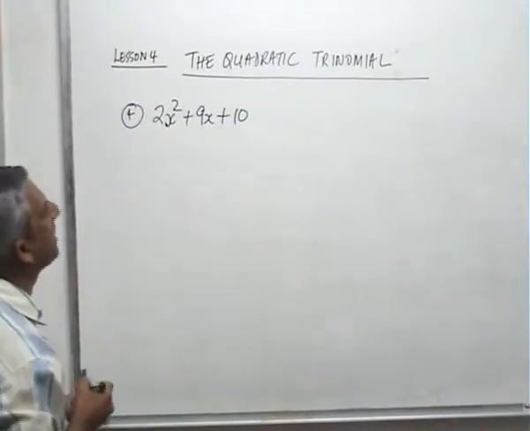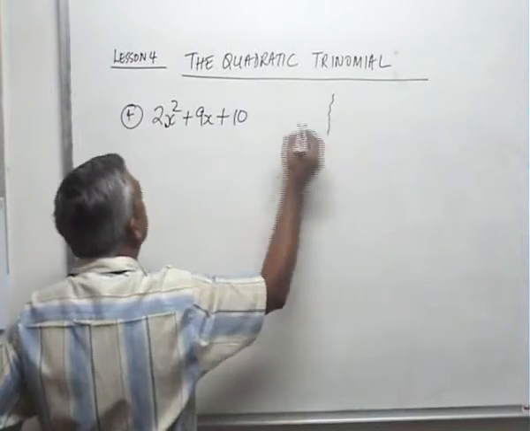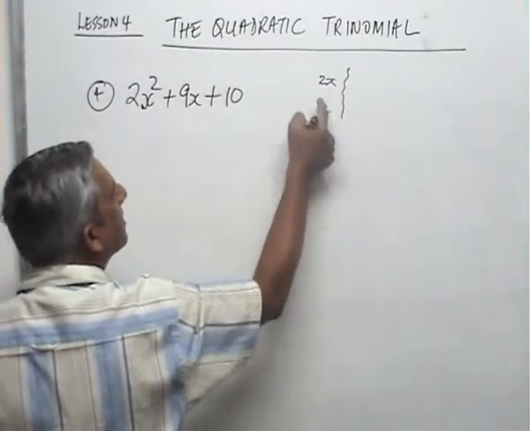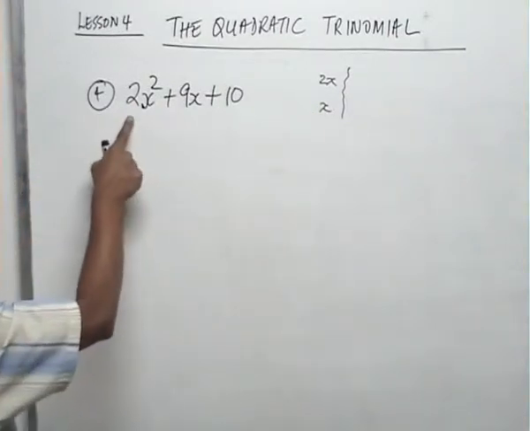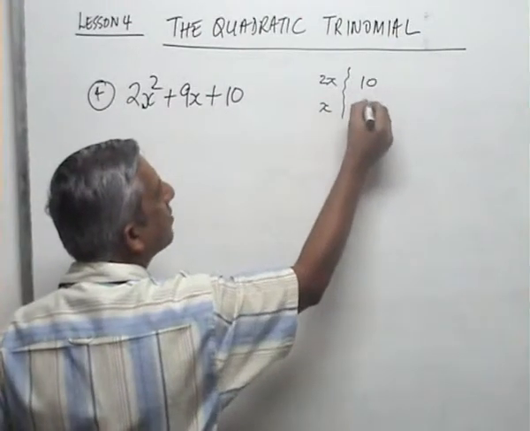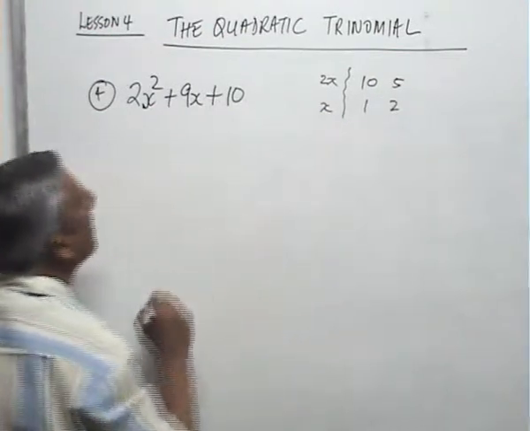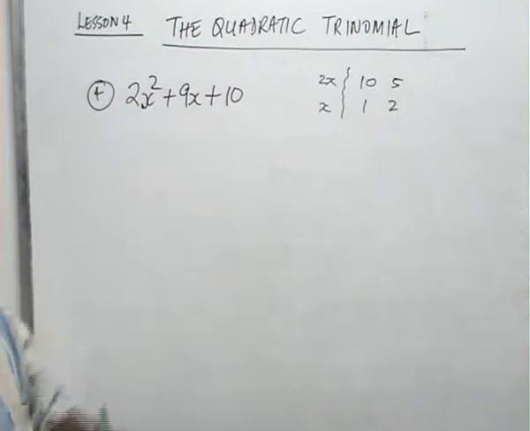It's slightly different from the others. Now what you'll do, you'll say, right, let's see now. 2x times x gives me 2x squared. So I finish here. Then I look at the 10. So 10 times 1 will give me 10, or 5 times 2 will give me 10. I don't have to worry about negatives because everything is positive here.